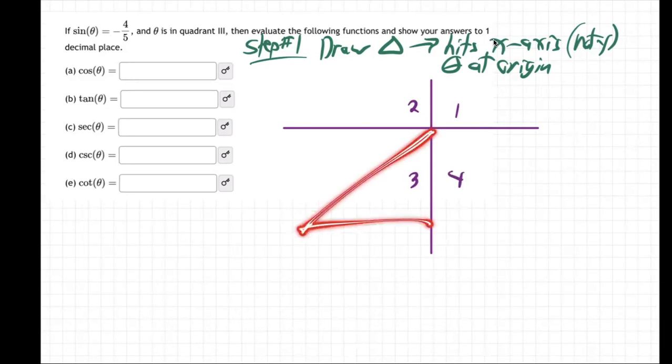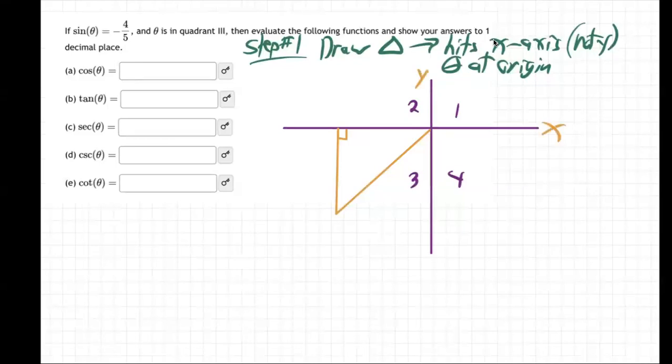Now, am I going to go this way to the y-axis or this way to the x? Well, it says hits the x-axis. So you've got to do that. You can put it anywhere you want in the third quadrant, but then you've got to hit the x-axis, and that's where our right angle is. This is the x-axis, right? This is the y. We have to do this.